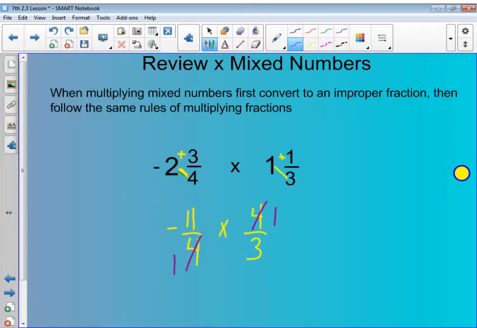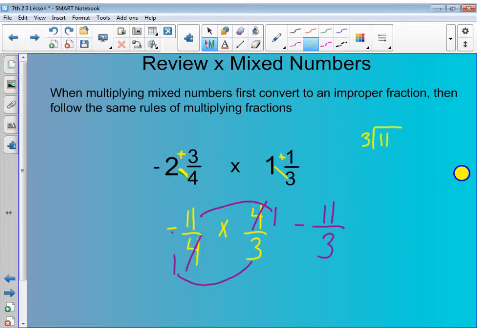So now when we multiply straight across, 11 times 1 is 11. 1 times 3 is 3. And our answer, well, we only have one negative, so it's a negative. So I get a negative 11 thirds. To change that to a mixed number, we have to think like this. 11 divided by 3. And a lot of you can do that in your head.